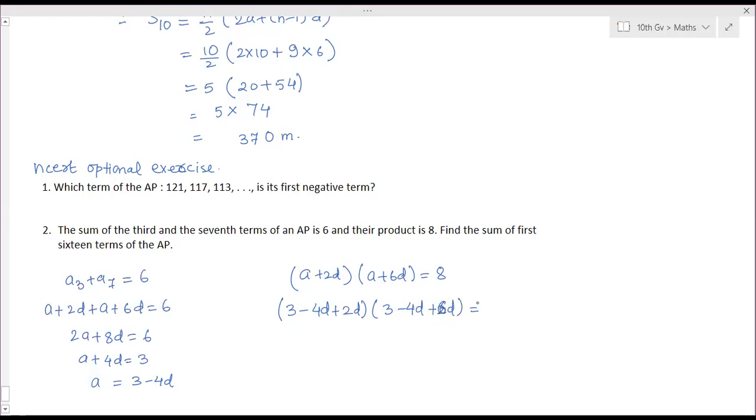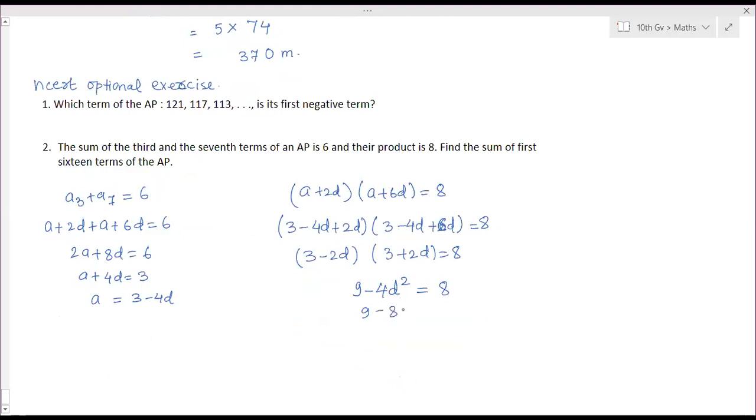3 minus 4d plus 2d into 3 minus 4d plus 6d is equal to 8. Ma'am, multiplication is easier, I got minus 4d square equals 8, I'm stuck over there. Here it is a plus b, a minus b, so a square minus b square. So that is 9 minus 4d square is equal to 8. So 9 minus 8 is equal to 4d square. 1 is equal to 4d square. d square is equal to 1 by 4. So d is equal to plus and minus 1 by 2.